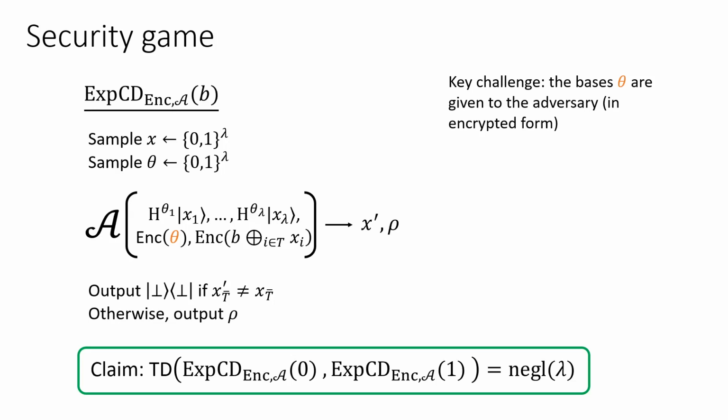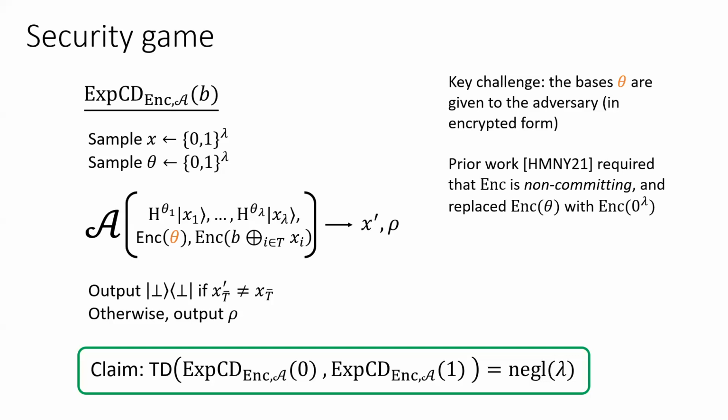So it seems like we need to remove this information from the adversary's view in order to argue that what they must do to produce the deletion certificate is measure everything in the Hadamard basis. And the prior work that I mentioned follows this very natural approach. They define a hybrid where we have removed the information about the bases theta from the adversary's view. In order to do that, they assume some extra property of this encryption scheme, which is a non-committing scheme, which I won't get into the details of.